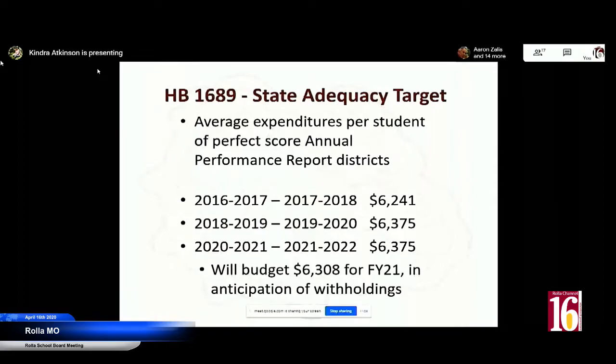The SAT is recalculated every 2 years. For next year, it was actually calculated to be $6,330. However, state law prohibits the SAT from being decreased, so for the next 2 years it will remain flat at $6,375. However, because of the state of the economy, we're anticipating withholdings from our foundation formula. So I'm considering budgeting only $6,308 for the SAT for fiscal year 21.